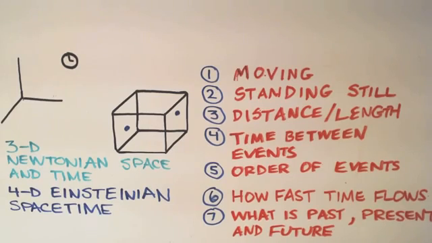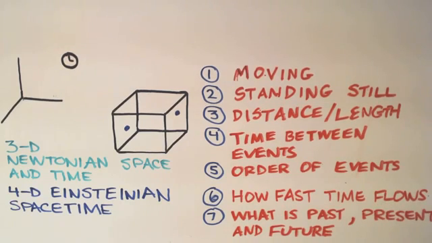And, you know, space doesn't exist, time doesn't exist, only space-time exists. You cannot tell if you're moving or standing still. There's no way to tell. You're only moving or standing still relative to something else. And no one can agree on it. No one can agree who's standing still, who's moving. No one can agree on distance or length. No one can agree on time between events. No one can agree on the order of events. No one can agree on how fast time flows. No one can even agree on what is past, what is present, and what is future. Some people are in other people's past at the same time.